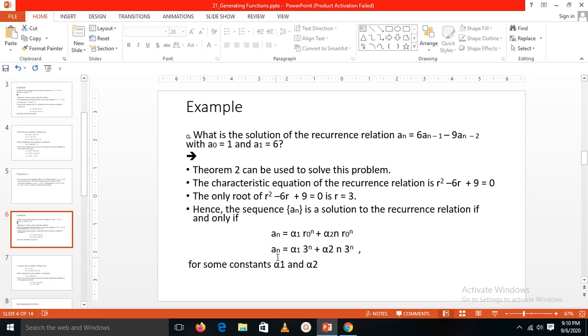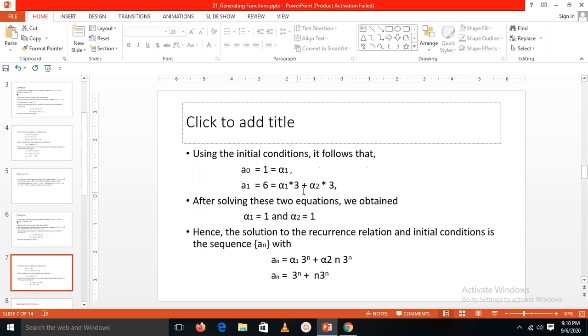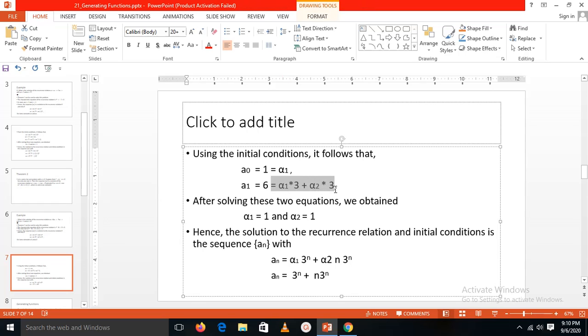Next, by putting the value of n is equal to 1, a1 is equal to 6. Putting the value of n is equal to 1, 3 raised to 1 means 3, and n is 1 into 3 raised to 1 means 3. So we got the equation 3 alpha 1 plus 3 alpha 2. Now solve these two equations and we got the values alpha 1 and alpha 2. Alpha 1 is equal to 1 and same alpha 2 is equal to 1.